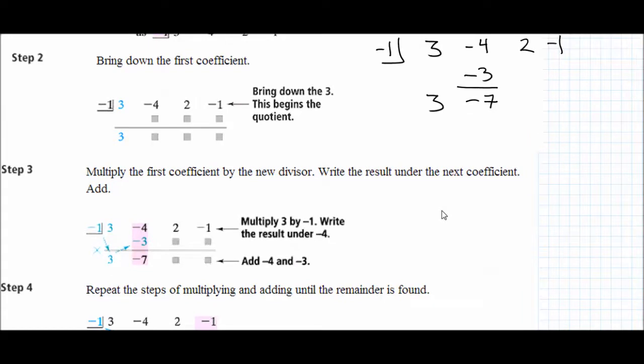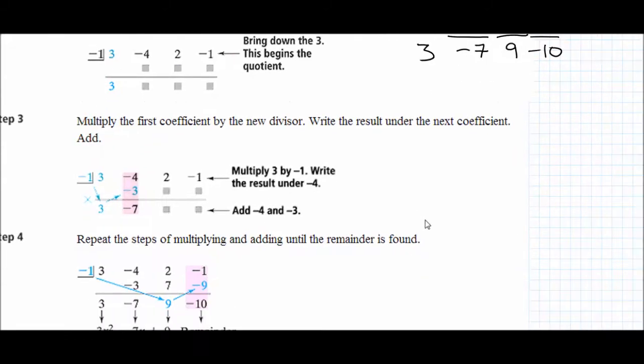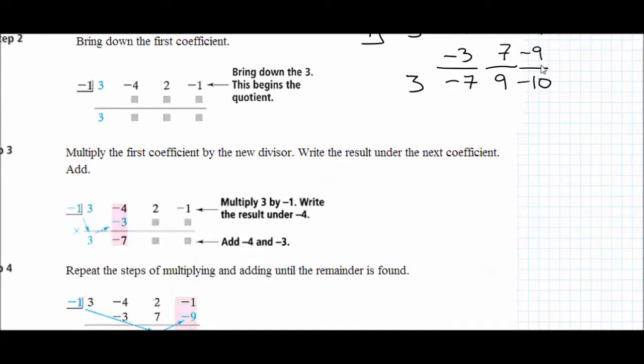Okay, and then do the same thing again. Negative 1 times negative 7 is positive 7. Add those two terms. 2 plus 7 is 9. 9 times negative 1 is what? Negative 9. So that'd be negative 10. Okay, so right now that was the last step, so it is not 0, so we have a remainder of negative 10.